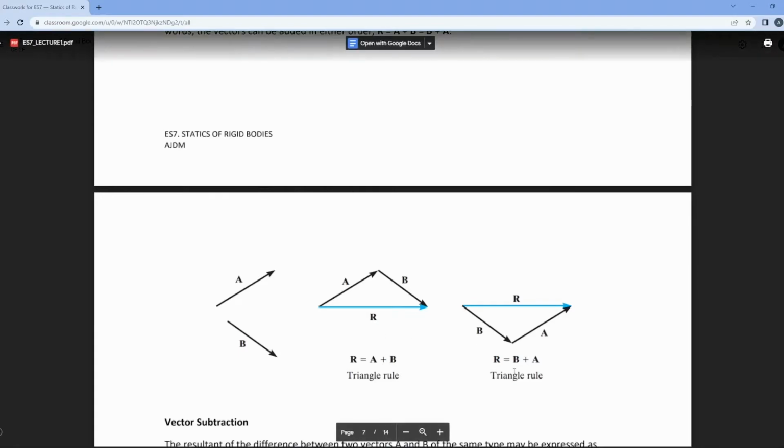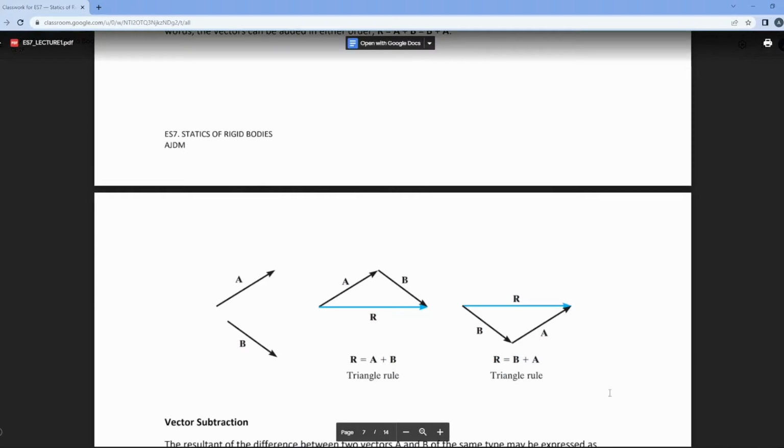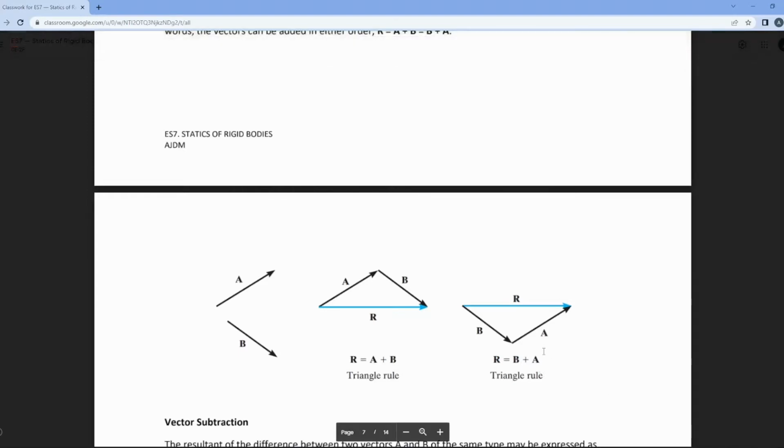Okay. It says here that vector addition is commutative. So, meaning, A plus B is equal to B plus A. So, same lang.